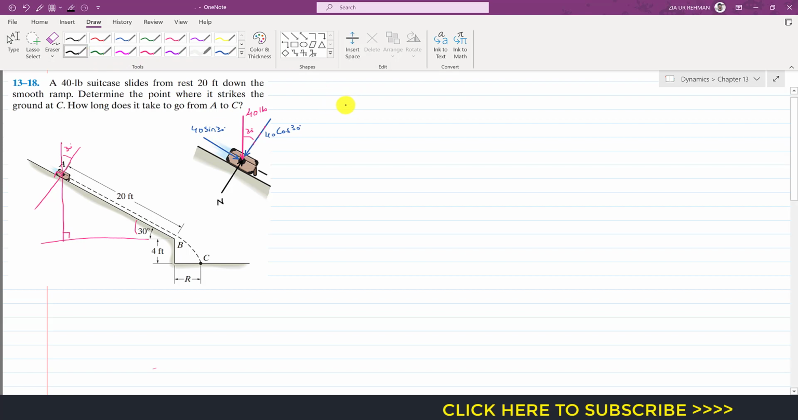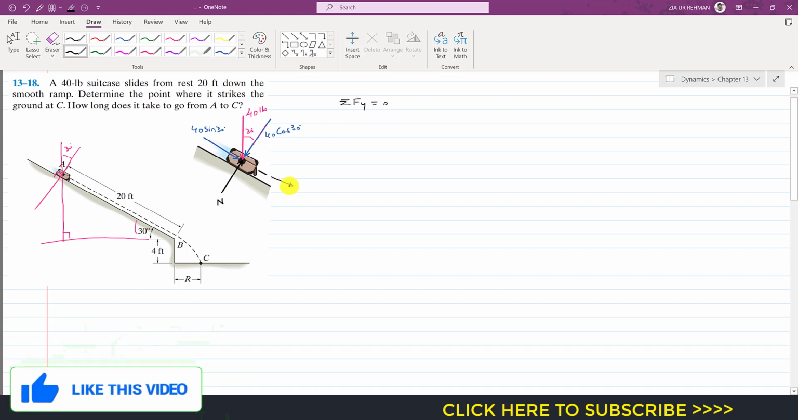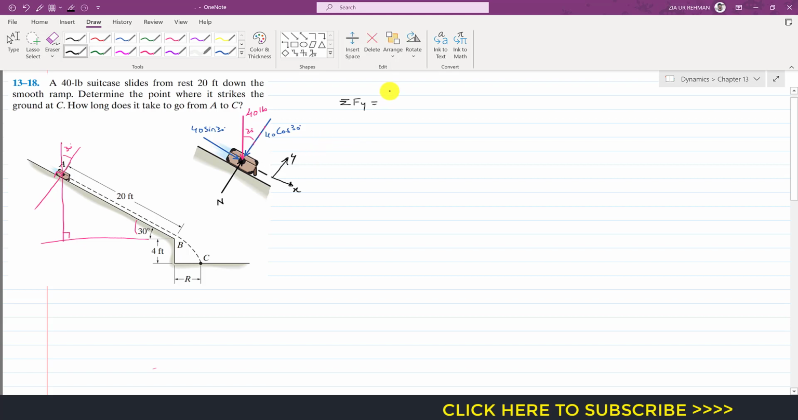Now we will consider the equation of motion, since the briefcase is in motion. So we will consider the kinetics equation. Now I will apply the summation of forces along y, and I am considering the positive x direction parallel to the ramp and positive y perpendicular to the ramp. This will be equal to m a_y, but since the briefcase is moving along the ramp, it is not moving along the y-axis, so the acceleration along y will be equal to 0. This means that the summation of forces along y equals 0.